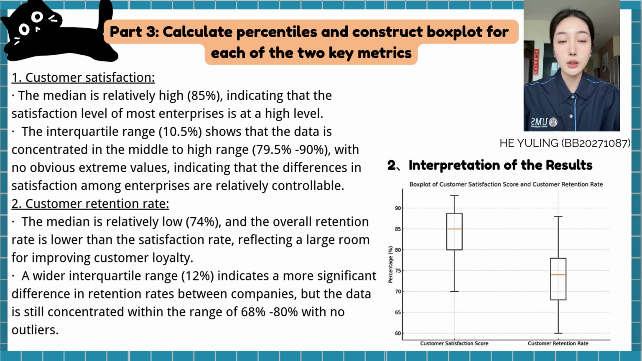First is customer satisfaction. The median is relatively high, indicating that the satisfaction level of most enterprises is at a high level. The interquartile range shows that the data is concentrated in the middle to high range with no outliers, indicating that the differences in satisfaction among enterprises are relatively comparable.